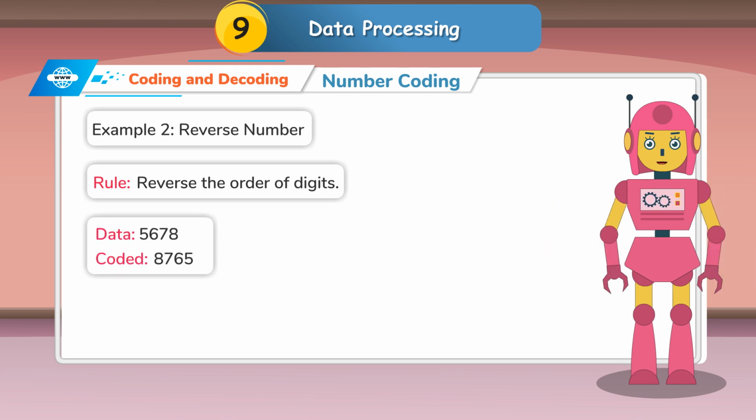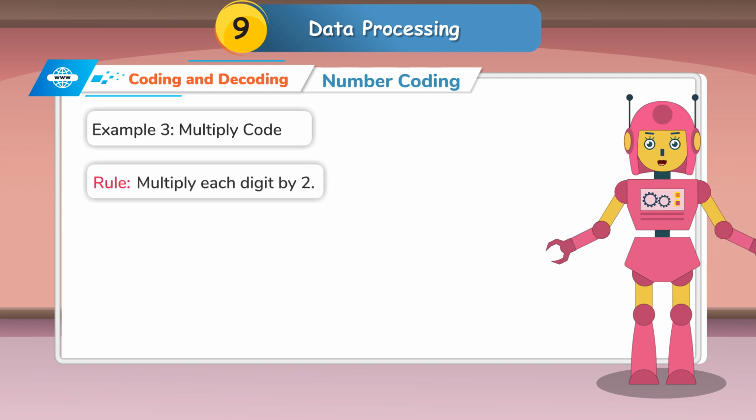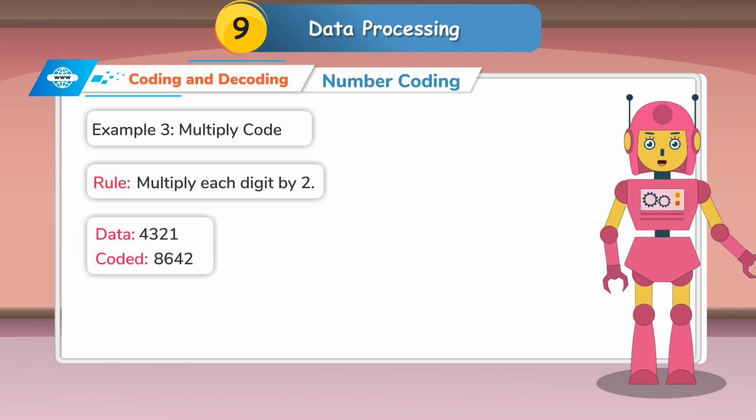Data: 5678. Coded: 8765. Example 3. Multiply code. Rule: multiply each digit by 2. Data: 4321. Coded: 8642.